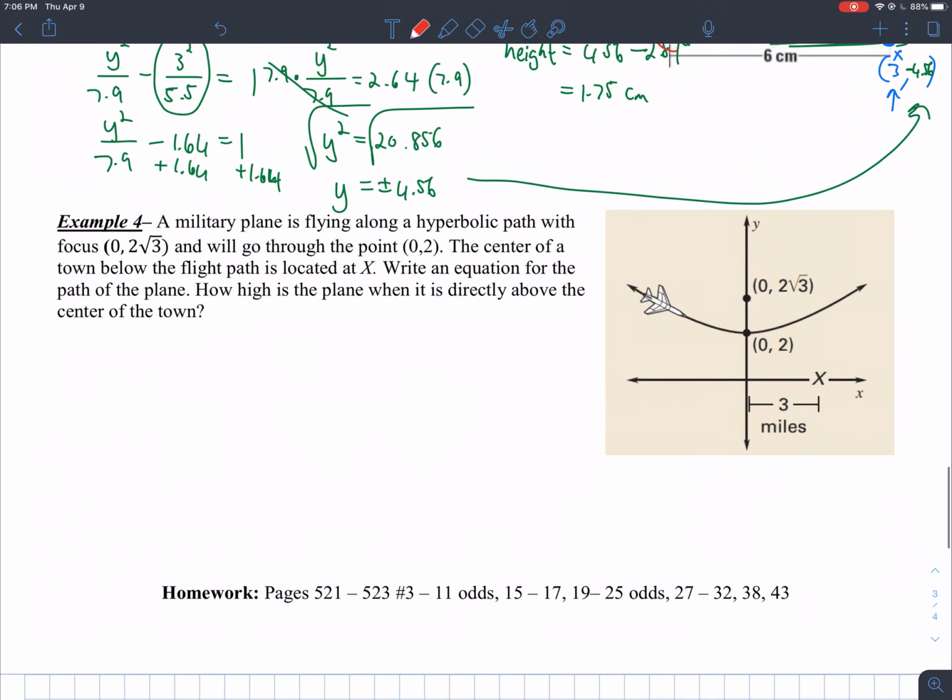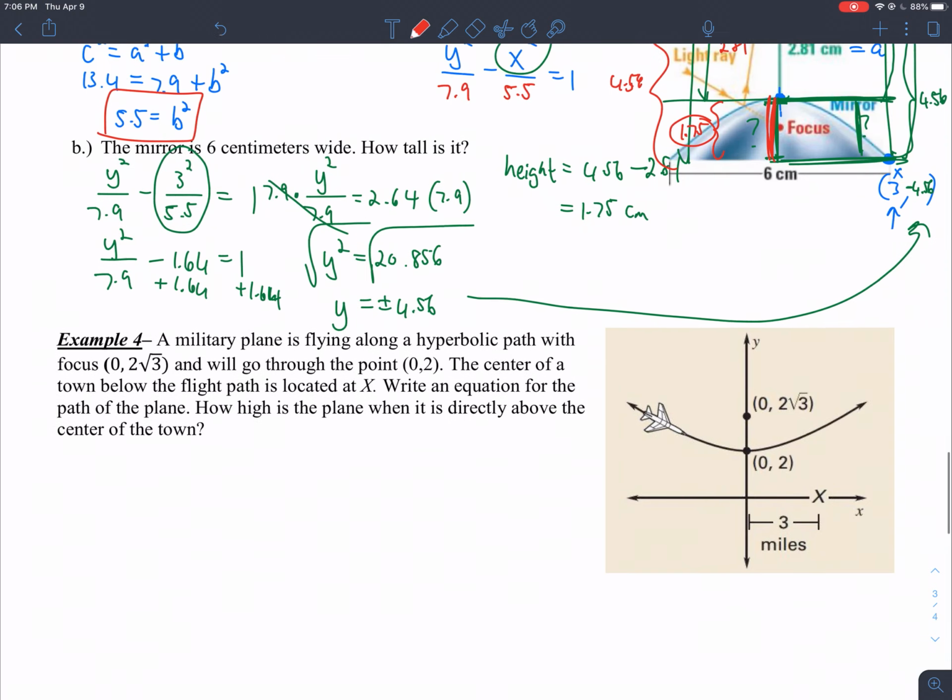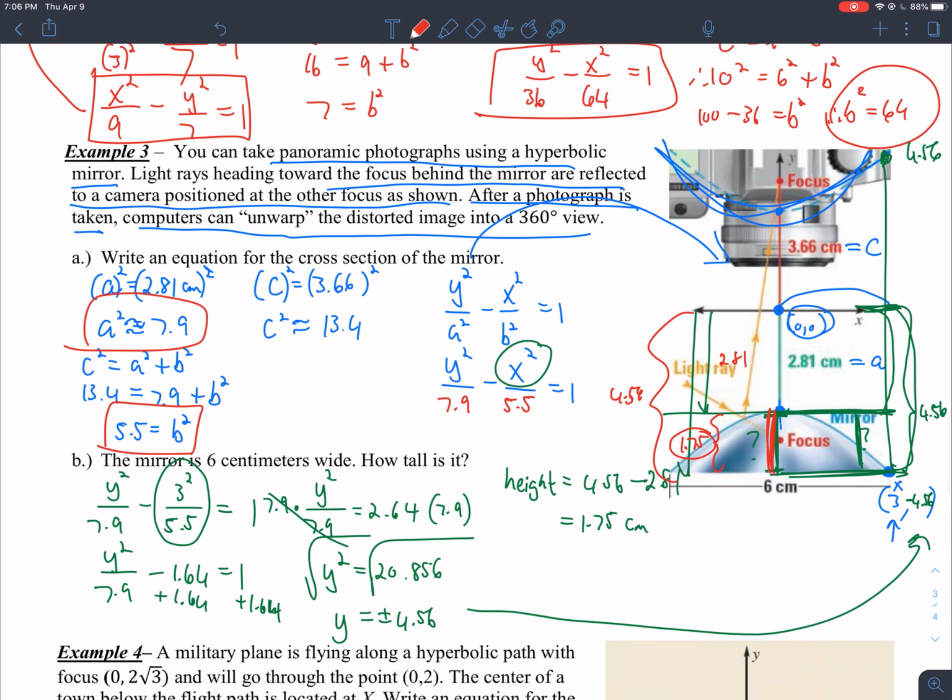All right, guys, I'll let you try this one, example 4. You can ask me questions about that if you want. It's on the complete note sheet. I think it's maybe a bit easier than this example. Okay, thank you.